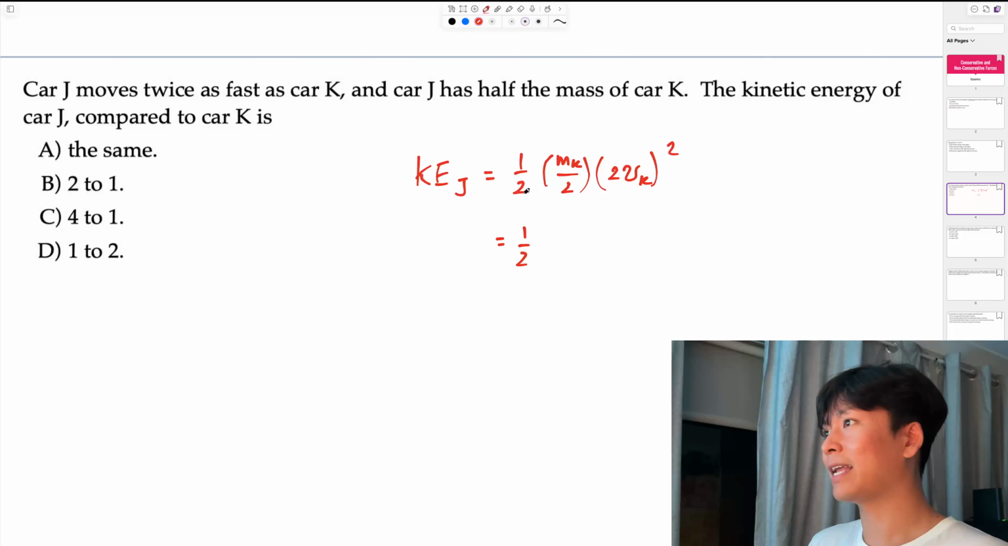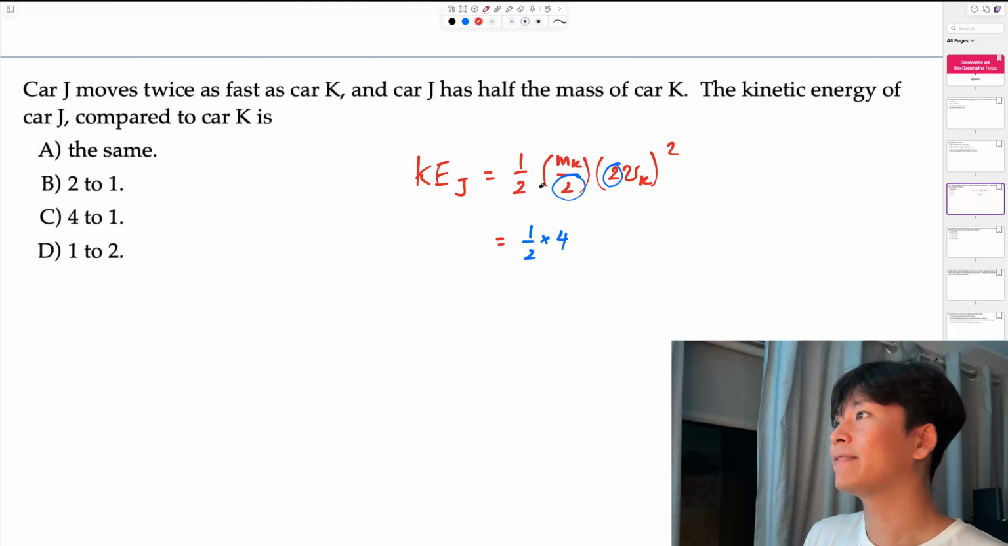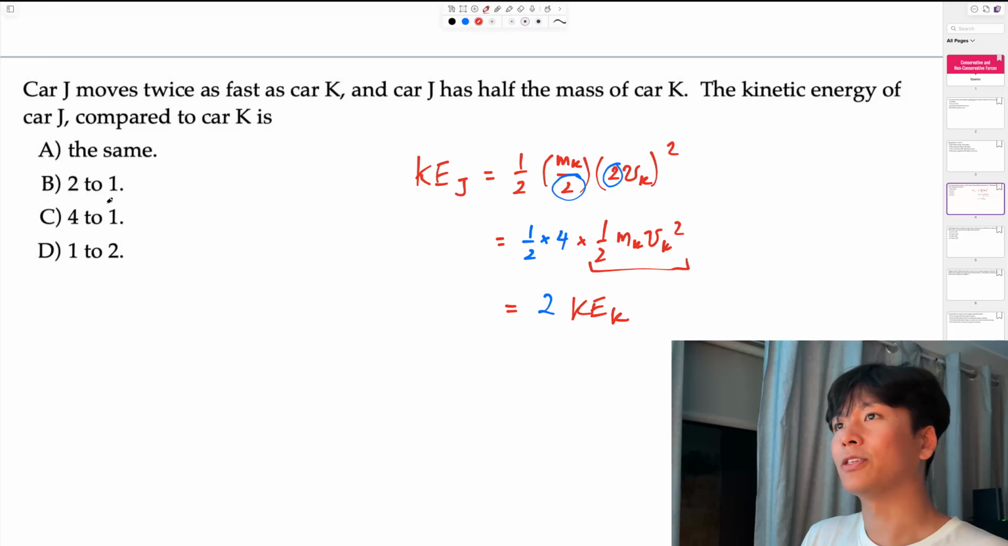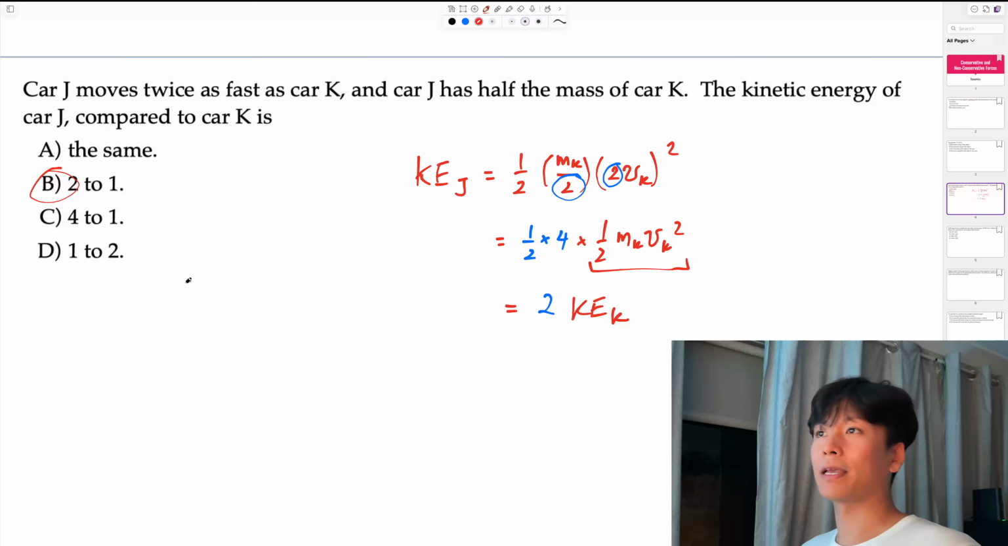Let's take all the factors out. So all my factors I'm going to highlight in blue. So that's my factor there, that's my factor there. Let's take that out. So I have half times 2 squared, which is times 4. And then after that, I have my half times mk times vk squared. And so if I simplify this, this becomes 2 times, and then this red bit here is just the kinetic energy of car K. And so it is 2 to 1. The answer is B.